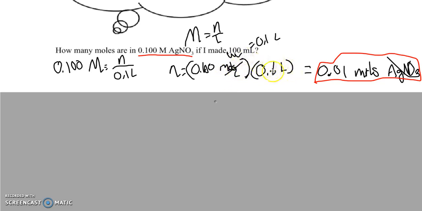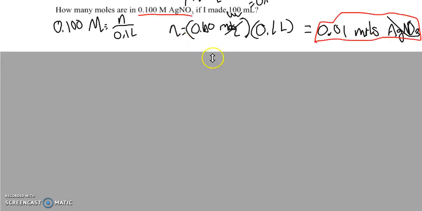Now, how did I get 0.1 liters? I converted my 100 milliliters up here. So n is going to be 0.01 moles of silver nitrate. Now that I've got moles, I can plug that into my BCA table. This is an important step I want you to be comfortable with. If you are given molarity in liters, you can find number of moles.